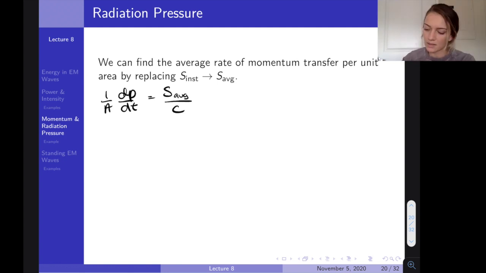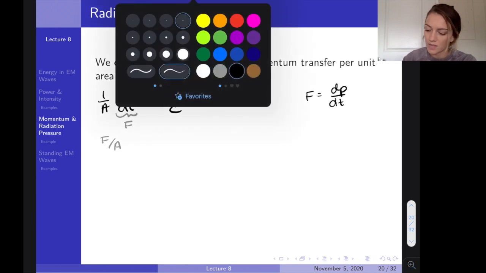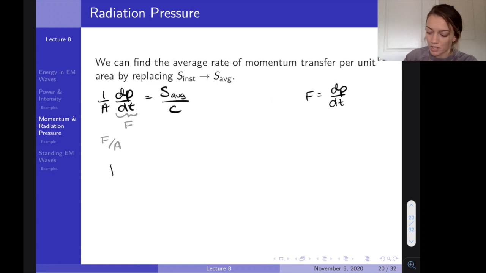And now this on the left here, this dp/dt, think back to like 7C or something, where the force, remember force is also the change in momentum. So force is dp/dt as well. So we can replace this with the force, and then we can see that we have a force over area, or a force per area. And in our mini lecture on chapter 12, we said that a force per area is a pressure. So this left-hand side of our equation actually corresponds to a pressure. So I'll call that P rad.